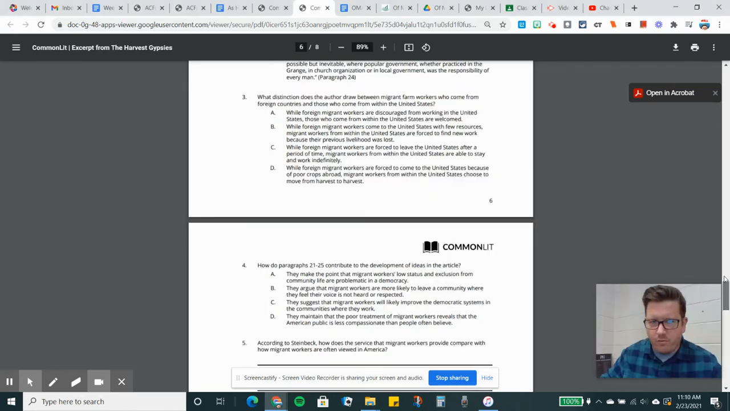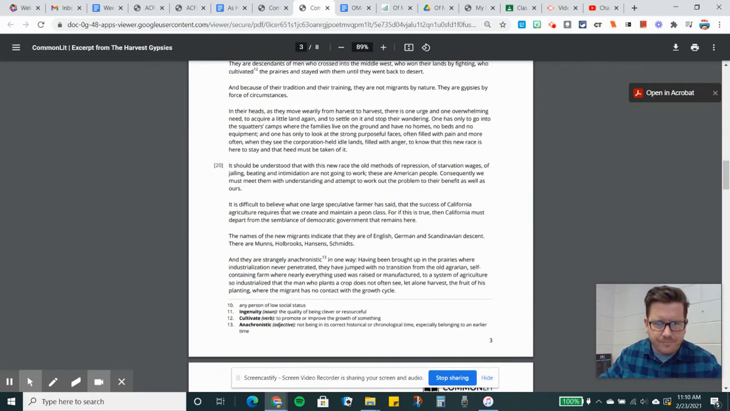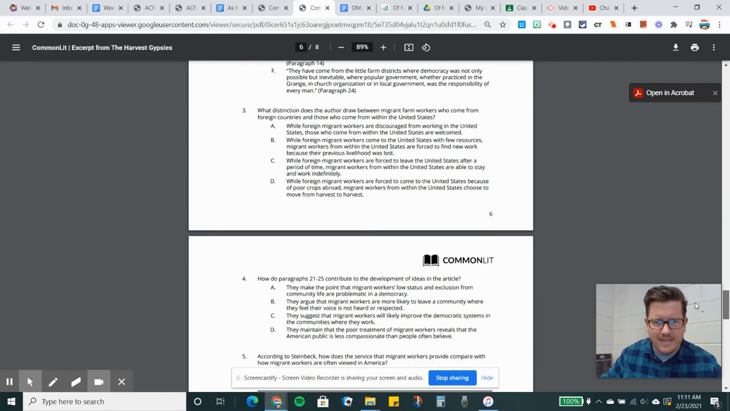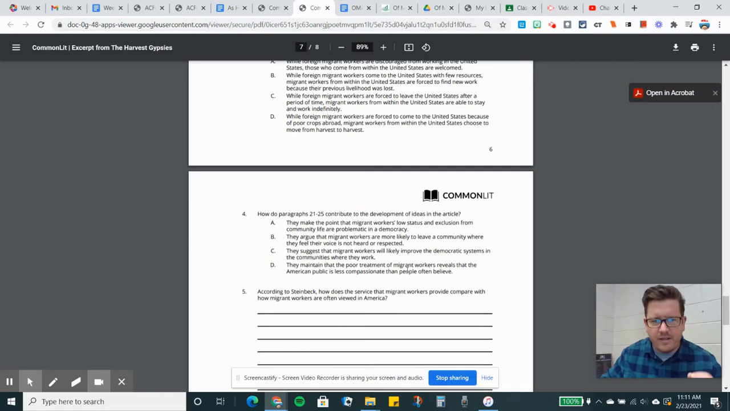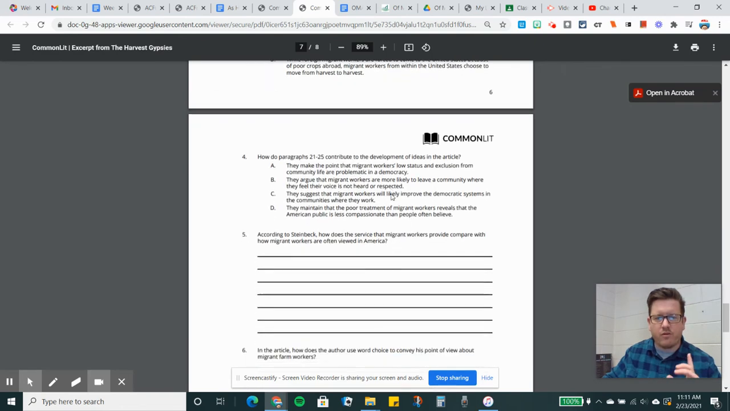So let's go back to paragraph 21 and 25 here. Let's see here, 21. Specifically below, so the peon class, 25. Let us see that the fields require the impact of the labor in the districts which they must travel. So go back to those specific paragraphs mentioned in the question, 21 through 25, and think about what those paragraphs specifically do to contribute to the main overall idea of the article. And you can kind of tie this back to number one. So you've identified the central idea of the text. Well, how do paragraphs 21 through 25 go back to that?